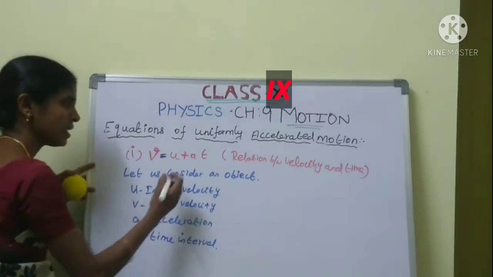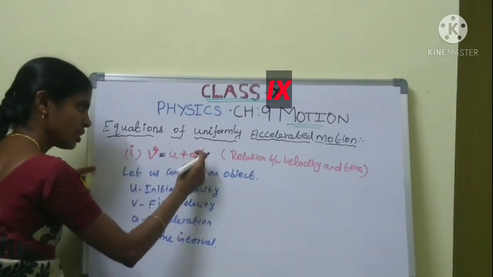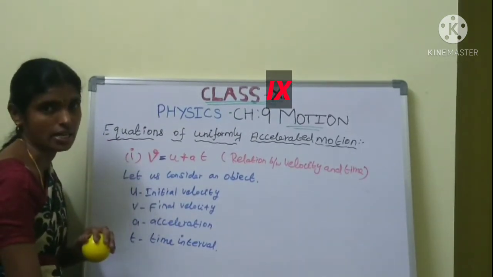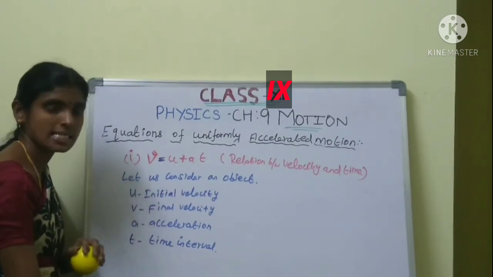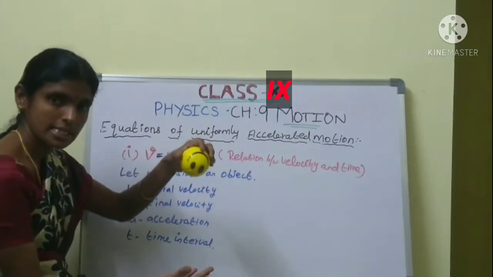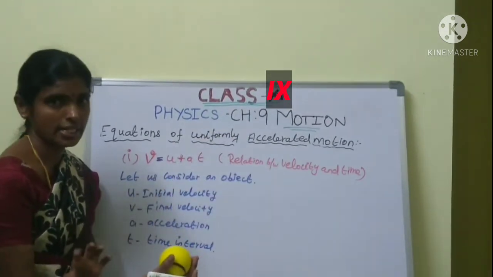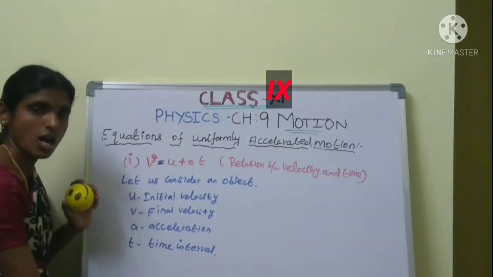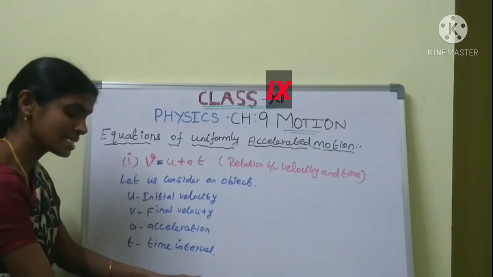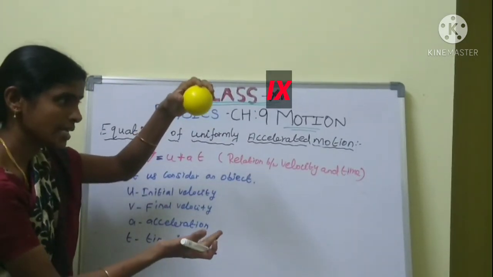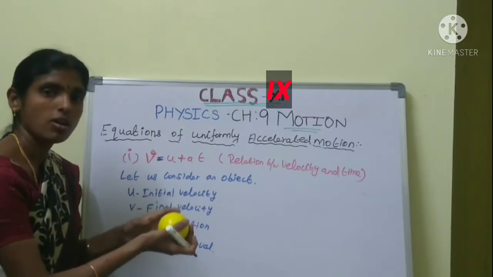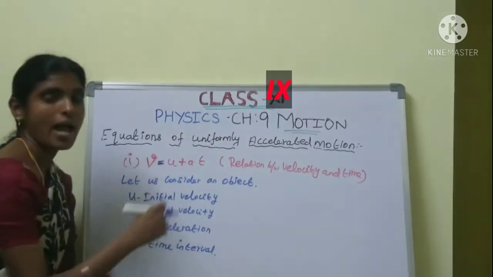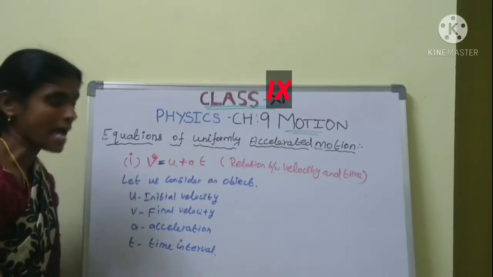Now we derive the equation from the definition of acceleration. Why do we take the acceleration? It is the rate of change of velocity. So here v equal to u plus at. Let us consider the ball, and this is the rate of change of velocity, so we calculate the acceleration. So we derive the equation from the definition of acceleration.